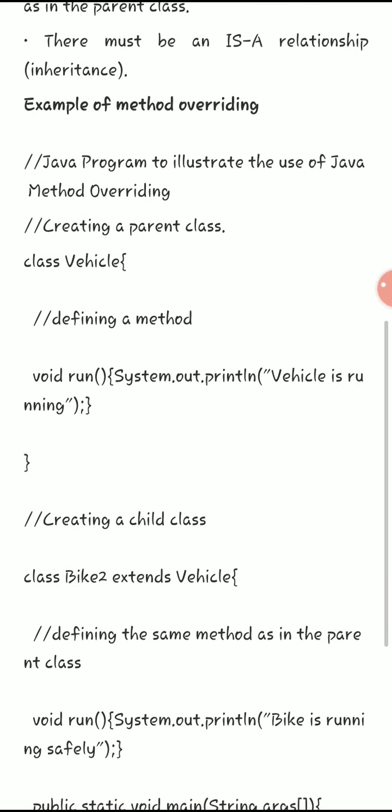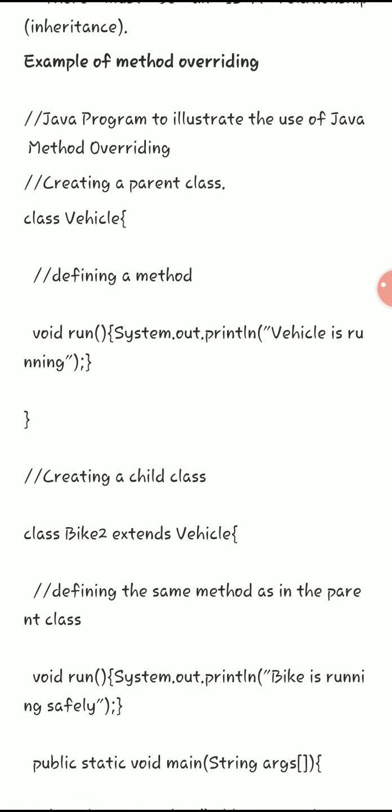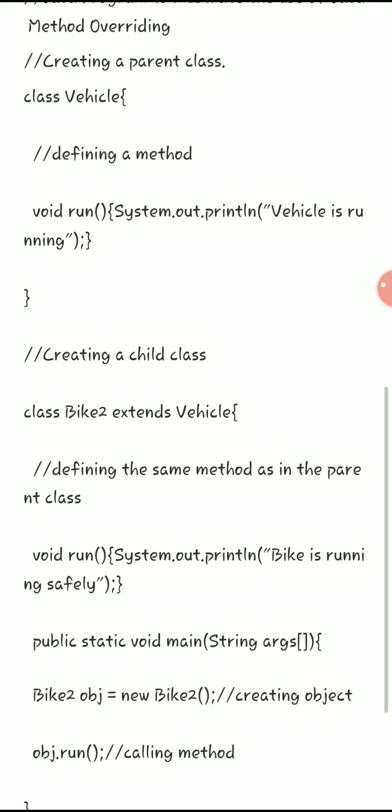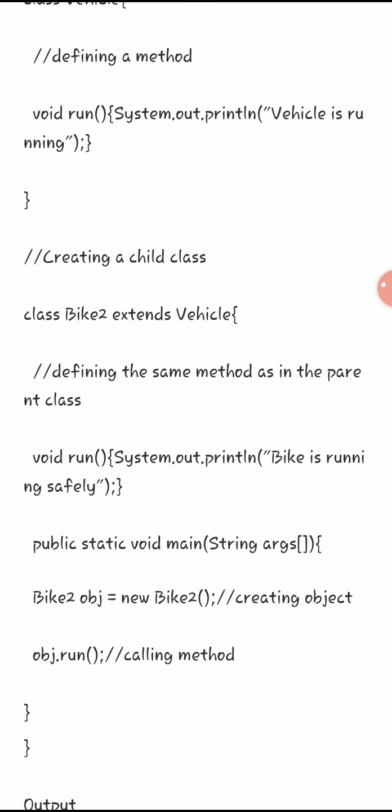Now I will show you an example of method overriding. See, class Vehicle. Vehicle is the parent class, and Vehicle has a method called run. The run method prints "Vehicle is running." That's all. We close the parent class Vehicle. Now we come to the child class, that is Bike2. Bike2 extends Vehicle. Now Bike2 is the derived class and Vehicle is the parent class. Bike2 also has a method called run. See, the same signature is followed: void run, void run. Here it prints "Bike is running safely."